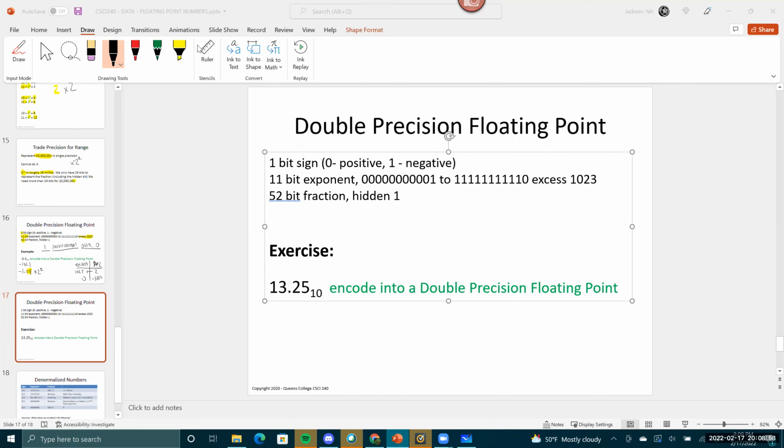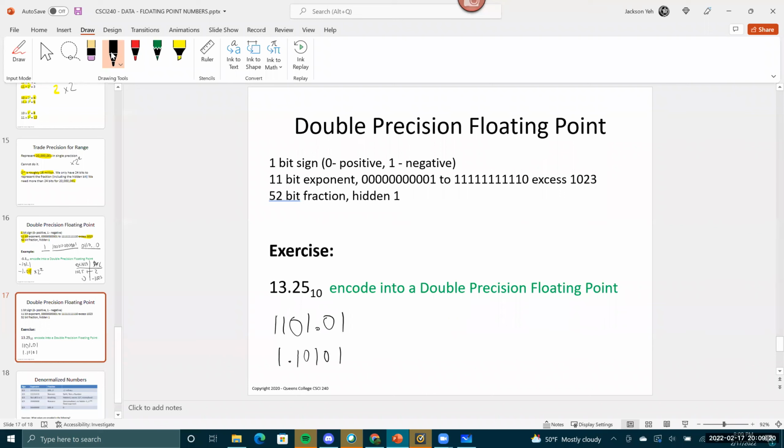All right, so let's quickly do this together. 13.25. So this is the same from earlier. So I'm just going to quickly go do this. You can always look at the prior slides. But 13 was 1101 and 0.25 was 0.01. And then normalizing it, again, this is the same number, same exercise from earlier.